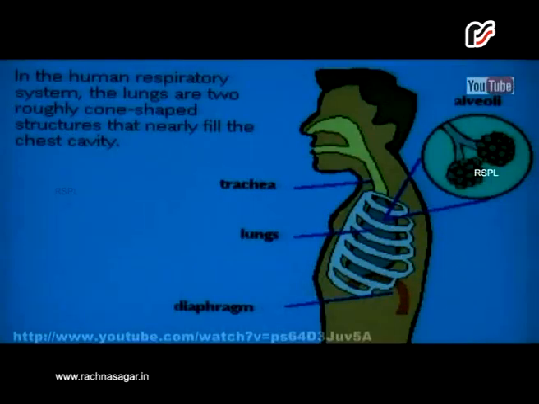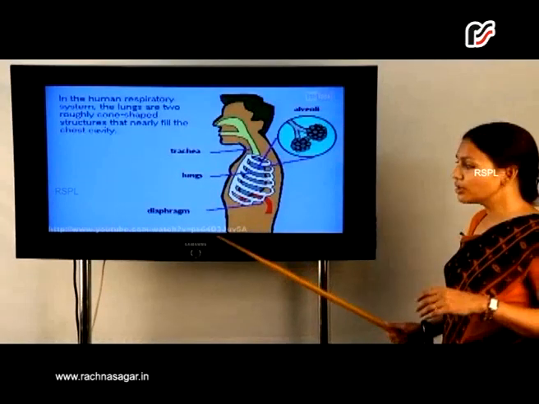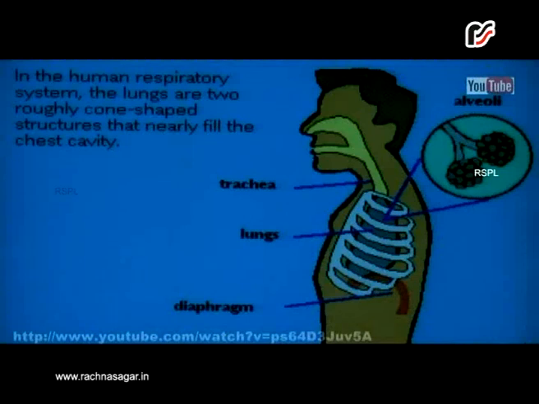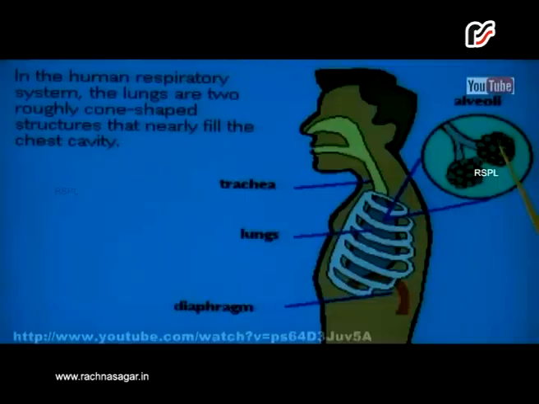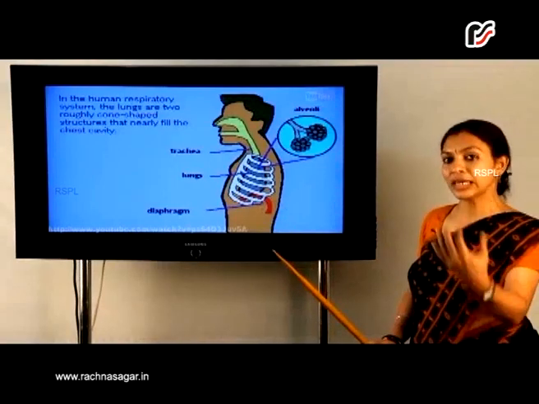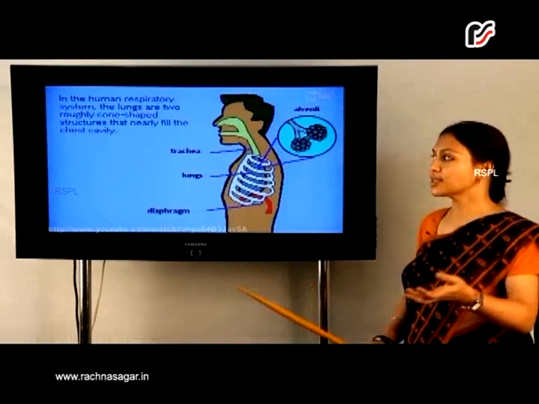The human respiratory system consists of a pair of lungs which are roughly cone-shaped. We can see here they are filled in the chest cavity. The rib cage protects the lungs. Trachea, which is also known as windpipe, leads into the lungs. A dome-shaped structure is there, which is diaphragm. It is actually a muscular partition which separates the thoracic cavity or the chest cavity from the abdomen. The functional units of the lungs are known as alveoli. So the respiratory system helps in inhalation as well as exhalation.